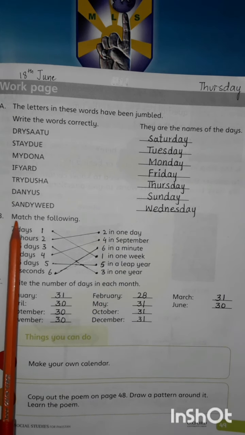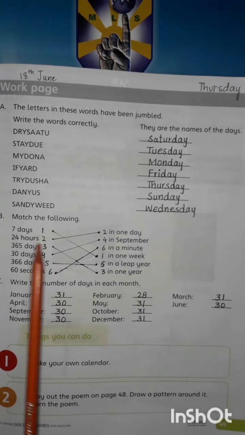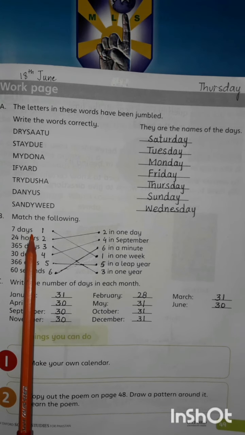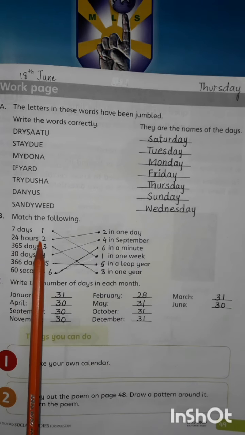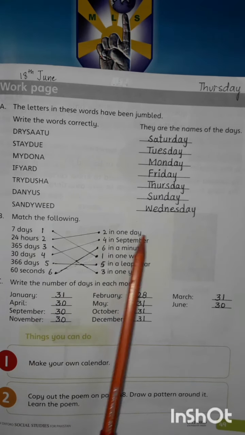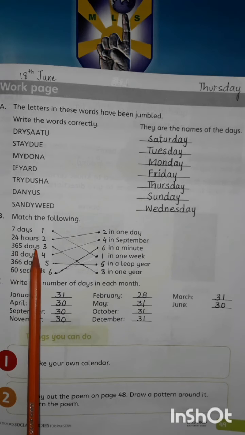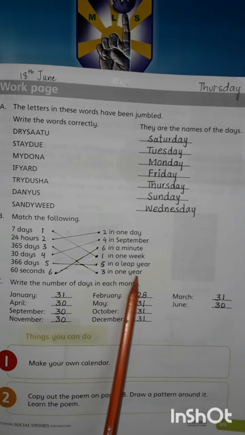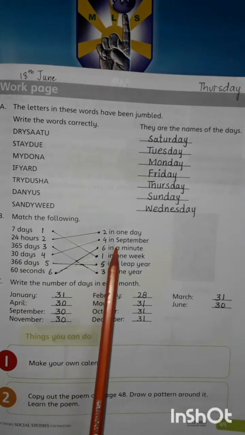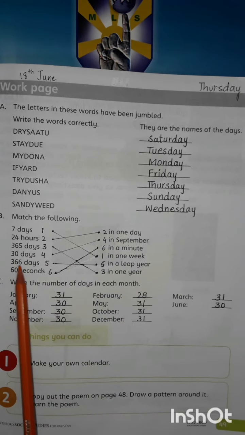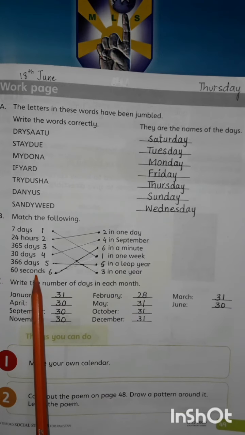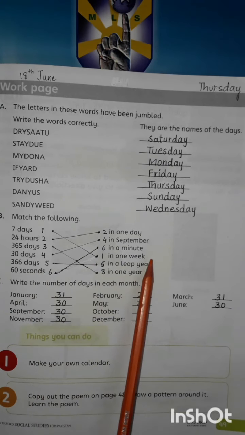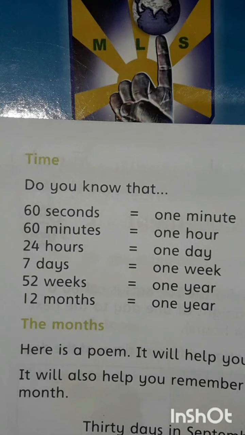B. Match the following. 7 days in 1 week. 24 hours in 1 day. 365 days in 1 year. 30 days in September. 366 days in a leap year. 60 seconds in a minute. We have solved exercise B by this.